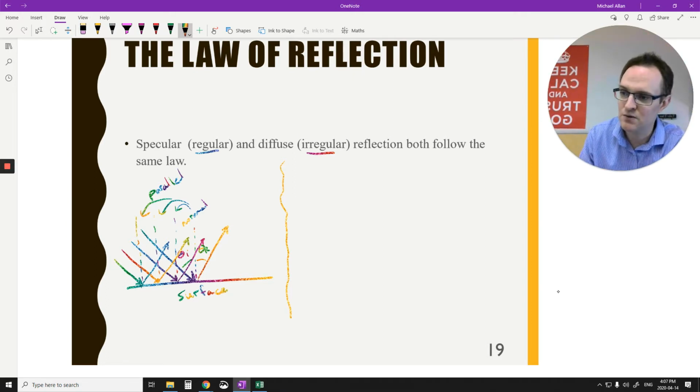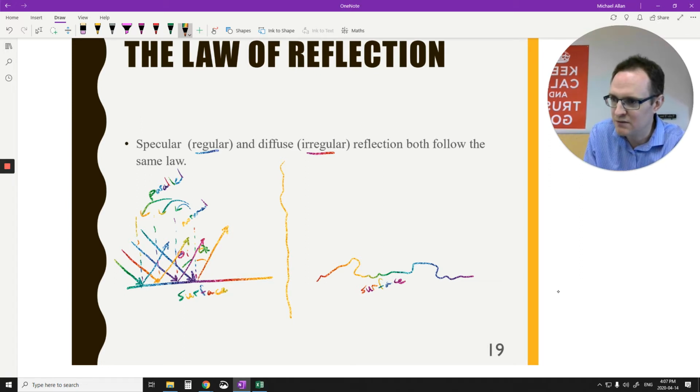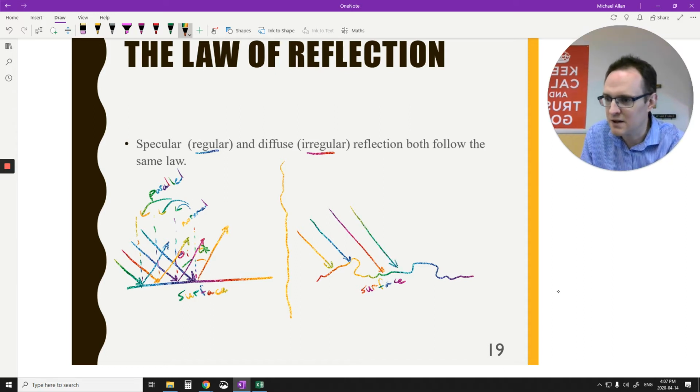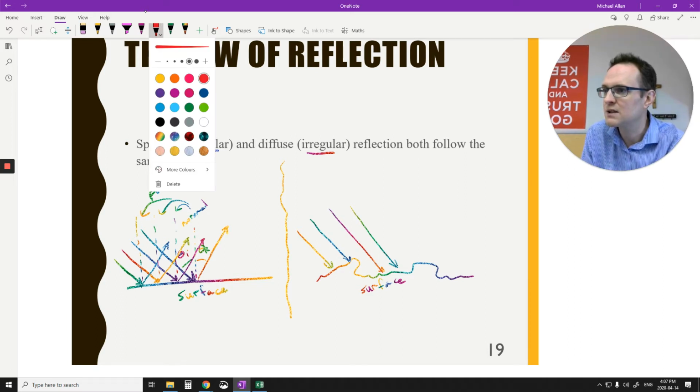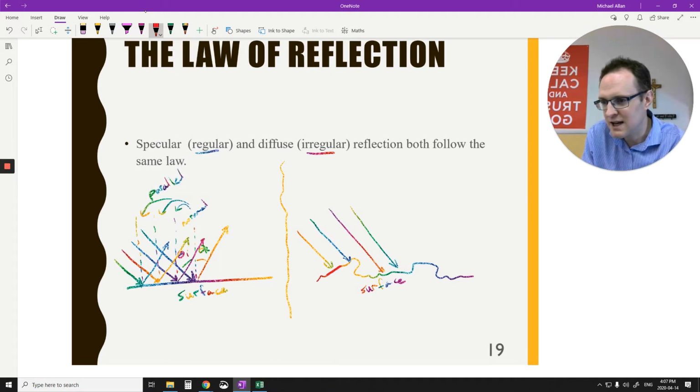Now, diffuse or irregular reflection is when the surface is bumpy or rigid, and when the rays come in, this is the surface down here. Again, I'm doubting the choice of my rainbow color here. It's going to come in, it's going to hit the surface with different normal lines. So if I were to try to draw the normal lines here, I don't know how thick this marker is. Let's see. Too thick. Okay. If I were to try to draw the normal line on this surface, I'd look at, first of all, what's the tangent, and then draw the normal line. So there's the normal line for that one.